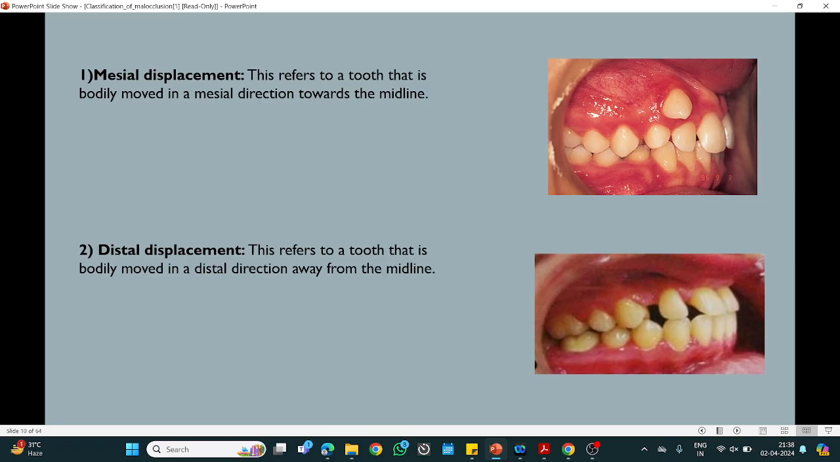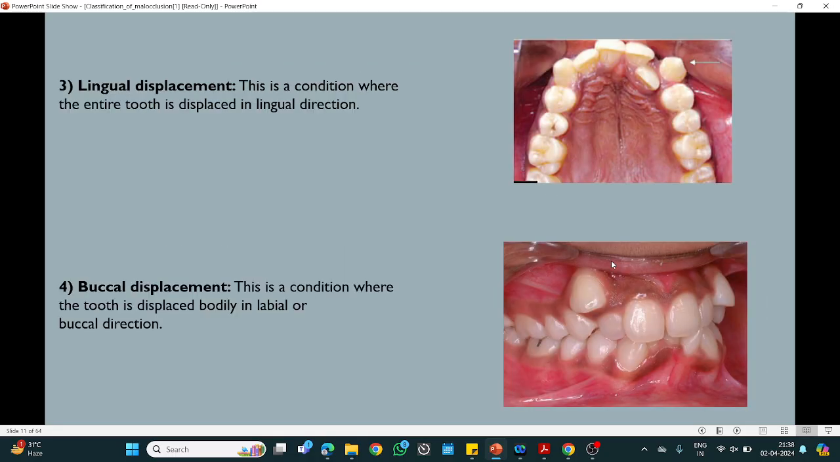Mesial displacement refers to a tooth that is bodily moved in mesial direction towards the midline. Here the tooth is moved in mesial direction towards midline. Distal displacement is an example in which the tooth is bodily moved in the distal direction away from the midline. Lingual displacement involves a condition where the entire tooth is displaced in lingual direction. Here, the entire tooth is displaced in lingual direction. Buccal displacement is the condition wherein the tooth is displaced bodily in labial or buccal direction.